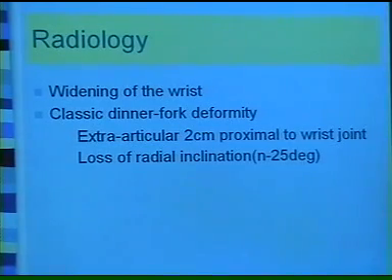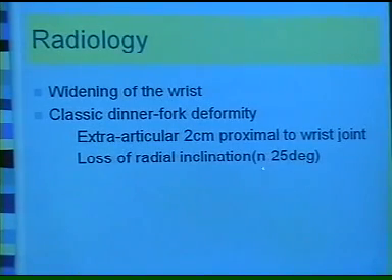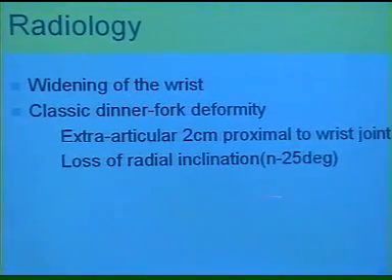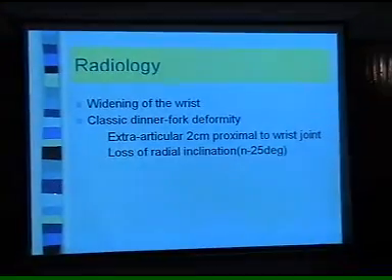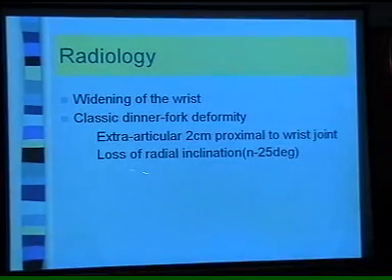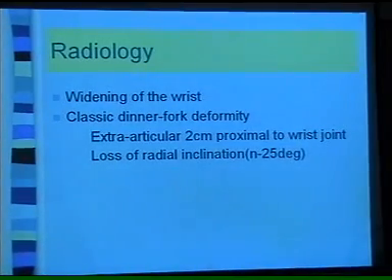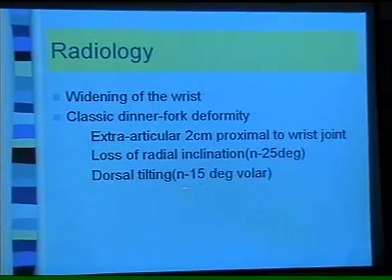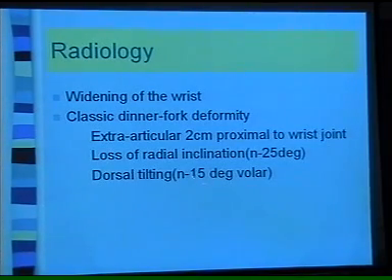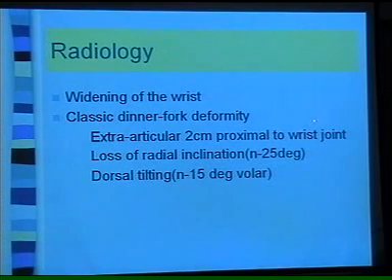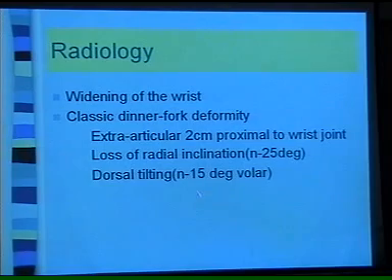There's a loss of radial inclination, which normally is around 25 degrees. Radial inclination, I mean, is that the radius is longer than the ulna, because the radius gets shorter, so the radial inclination disappears. There's a dorsal tilting on the fractured radius. There is a volar tilting of 15 degrees normally, but the fractured one points backwards. That's why you have a dinner fork deformity. That's why you have a hump at the back, because it is pointing backwards.